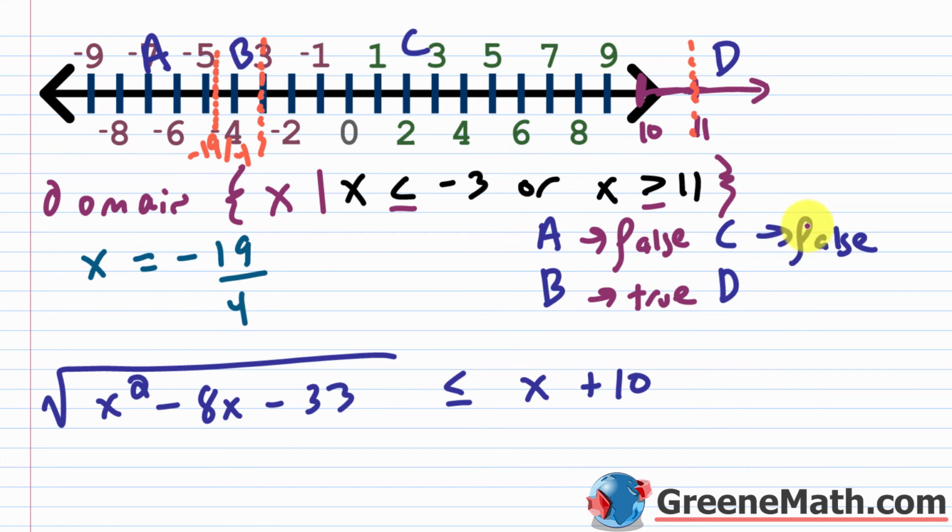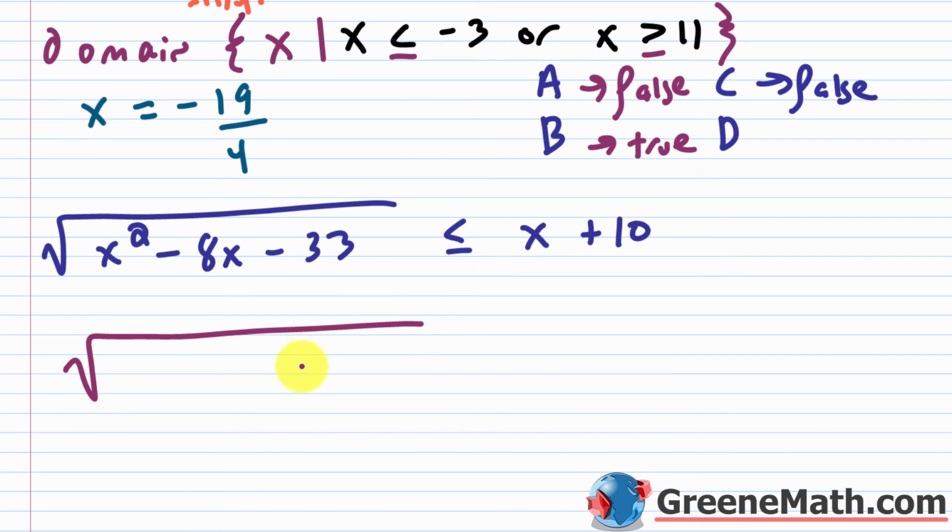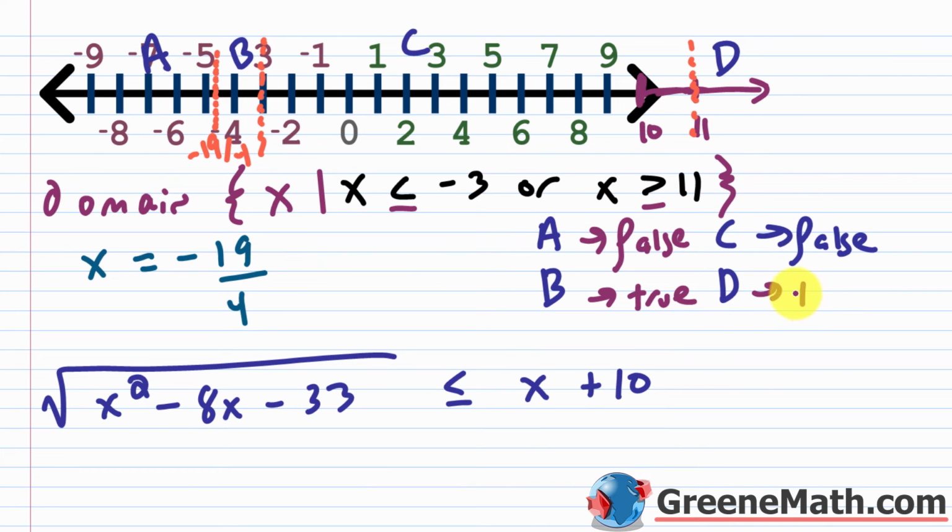And then what about D? So D is anything that's greater than 11. So let's check 12. So here, let's go the square root of, you'd have 12 squared, which is 144. And then basically negative 8 times 12, that's negative 96. So let's go minus 96 and then minus 33. Let's punch this into the calculator. 144 minus 96 is 48. And then 48 minus 33, that's going to be 15. So this is the square root of 15 again. And this is less than or equal to 12 plus 10, which is going to be 22. So obviously the square root of 15, which again is about 3.87, is going to be less than 22. So we'll come back up here and just say that this is true.